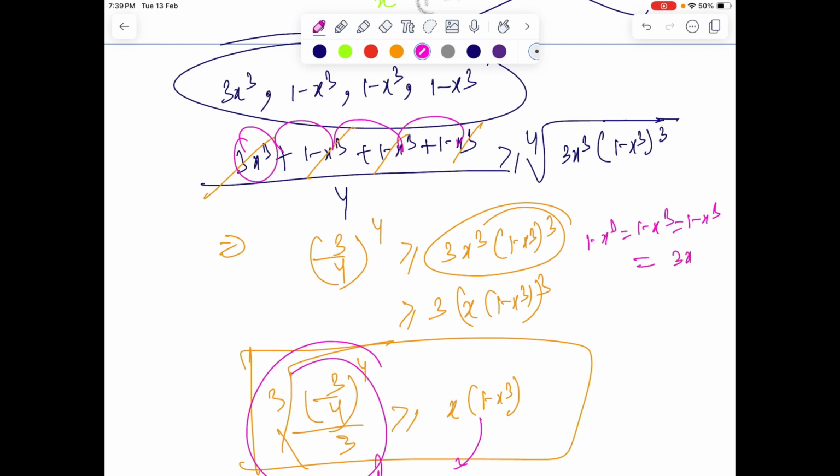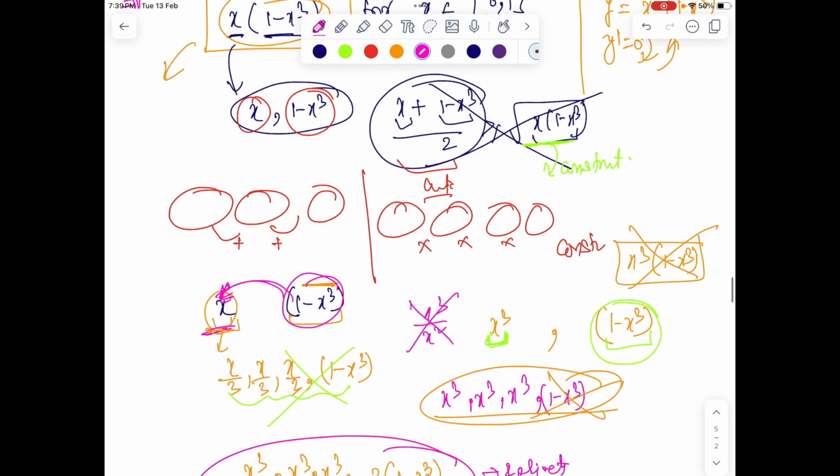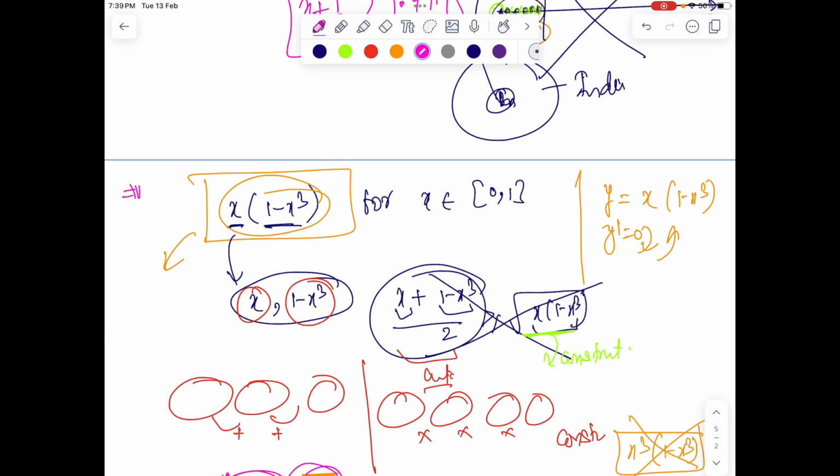At what point will equality come? Of course, equality will come when these are equal. Since 1 − x³ is already equal to 1 − x³, that will not reveal any secret. And x equals 3x³. So by comparing this, we have x equals the fourth root of 1/3. So you see, it was a very interesting question. Moreover, the approach was enlightening.